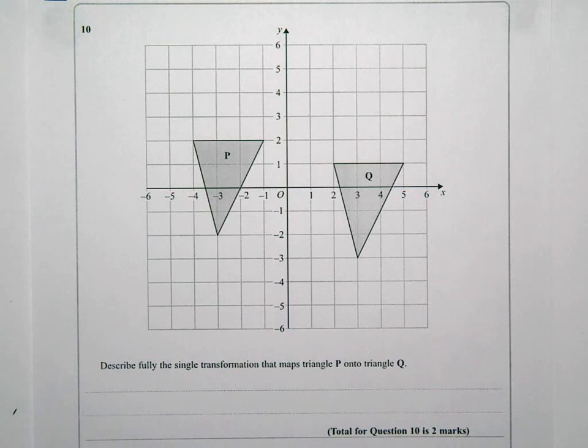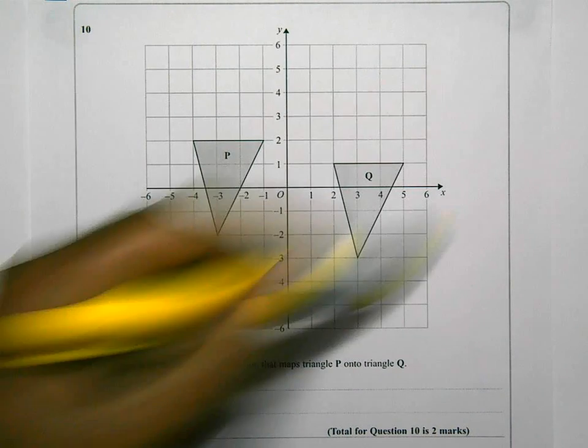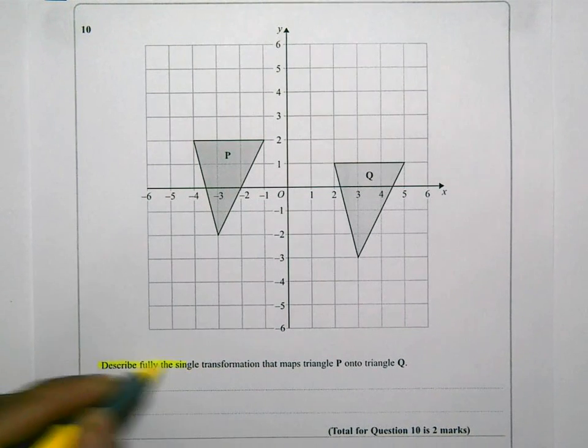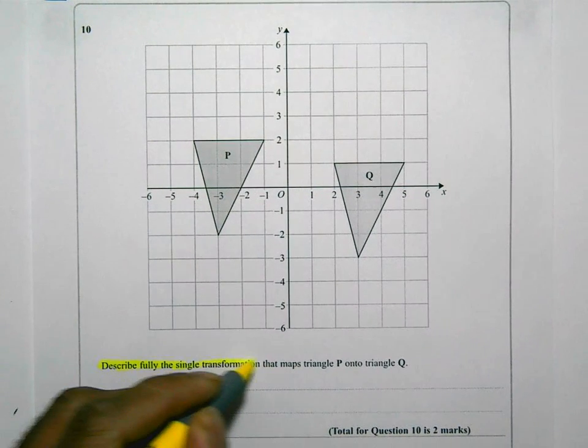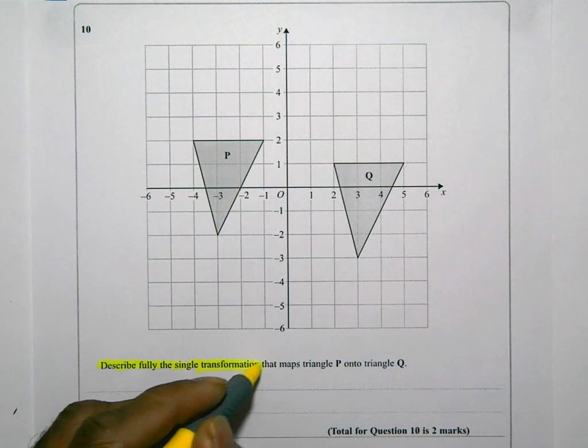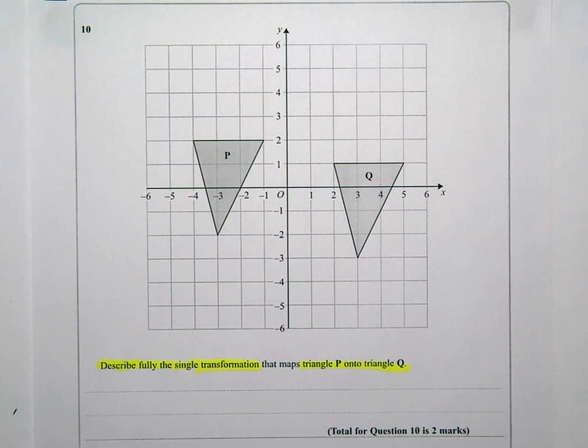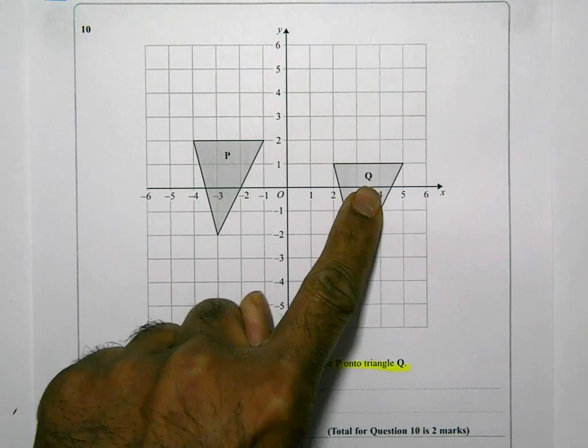This is question 10 on the higher calculator paper. Now we've got a grid here with two triangles in there labeled P and Q, and the question says describe fully the single transformation that maps triangle P onto triangle Q. So how do we get from triangle P to triangle Q?